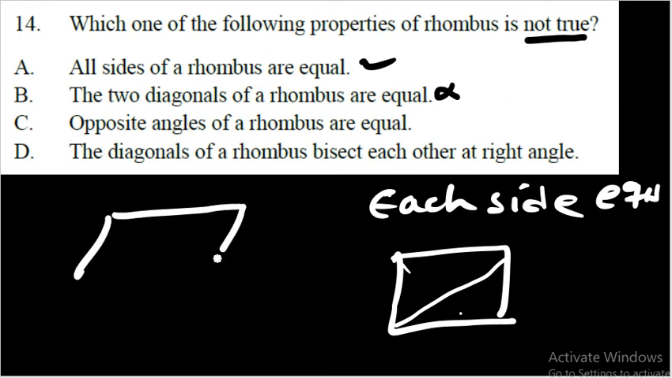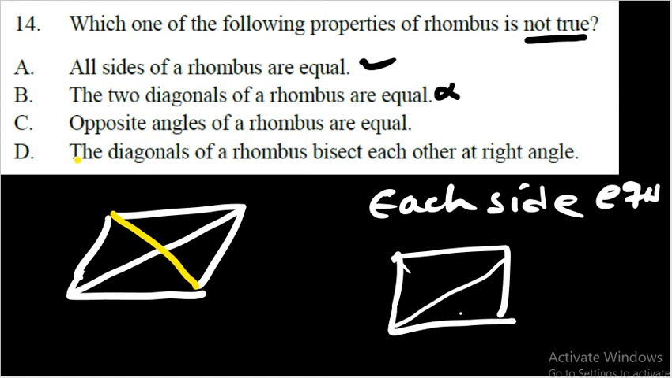Here, even if you see it logically, it doesn't work. Rhombus, as I said before, is somehow slanted. So if you draw a diagonal here, it will be longer. If you draw another diagonal here, it will be shorter. The two diagonals cannot be equal. But see, opposite angles equal, true. Diagonals of a rhombus bisect at right angles, true. So the answer will be B.